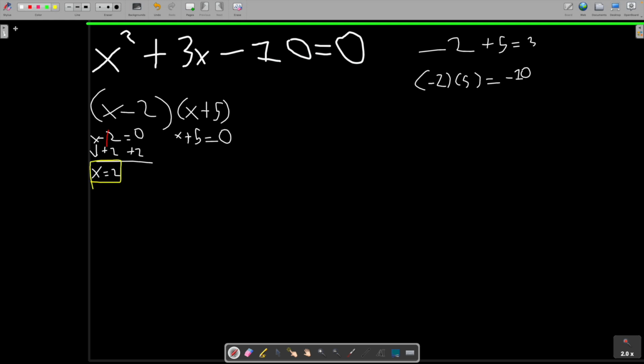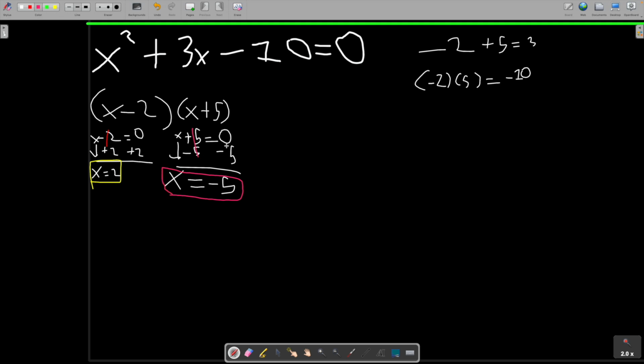x equals 2. The second one, we're going to have to subtract 5, not add 5, since the opposite of addition is subtraction. So positive and negative 5 cancel out, and then bring down the x, and then we're going to have x equals 0 minus 5. 0 minus 5 is just negative 5. So these are the answers, 2 and negative 5.